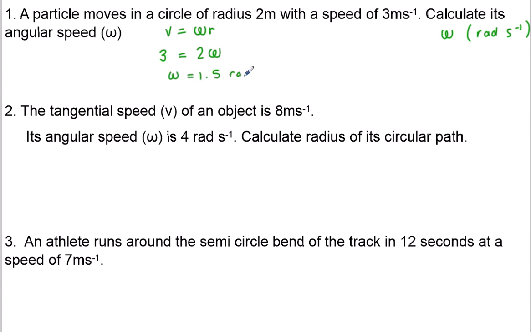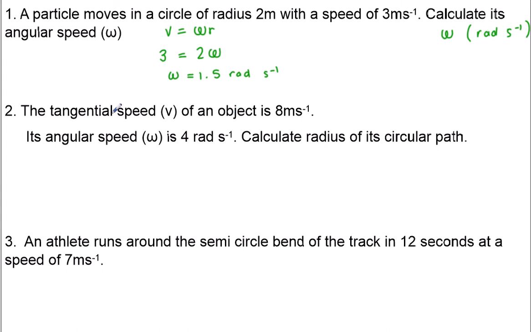Radians per second. Now, when you're not familiar with radians, that doesn't mean a lot. Pi is a half turn, and pi is 3.14. So we're looking at roughly a quarter of a turn per second. 1.5 radians is roughly, just under, a quarter of a turn. You can change it to degrees. You just got to put it over 2 pi and then times by 360. We don't need to do that.